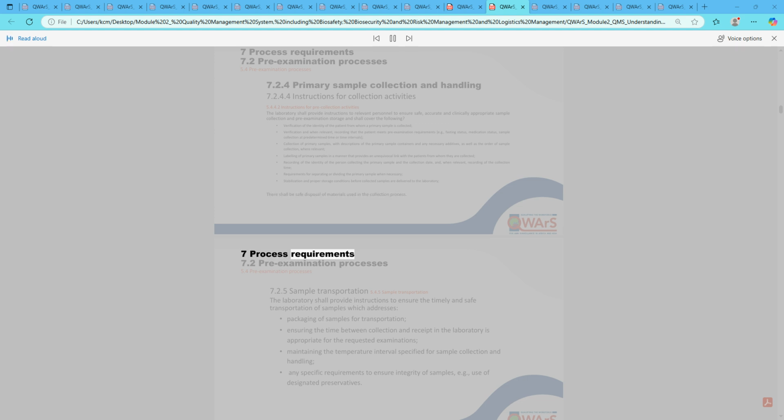7 Process requirements, 7.2 Pre-examination processes, 5.4 Pre-examination processes. 7.2.5 Sample transportation, 5.4.5 Sample transportation.